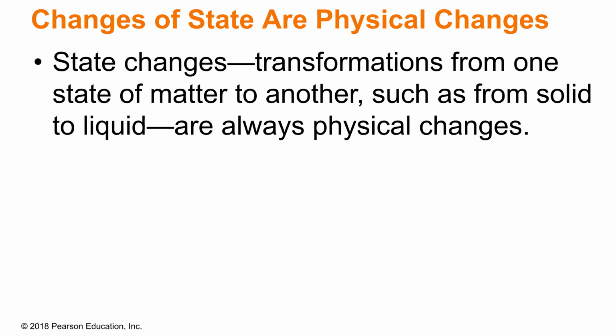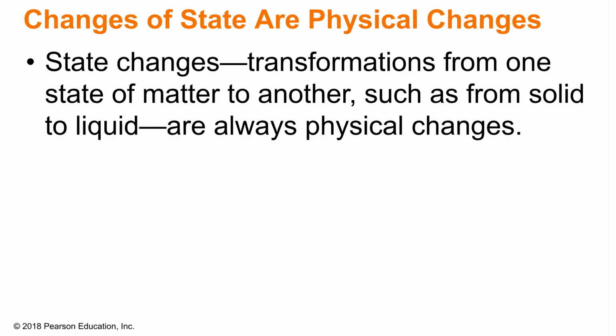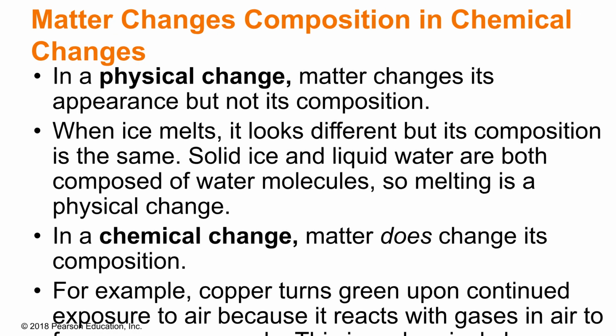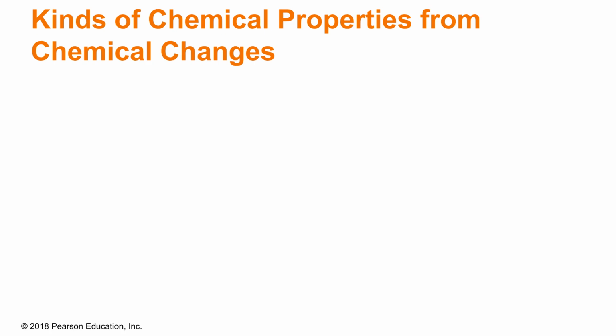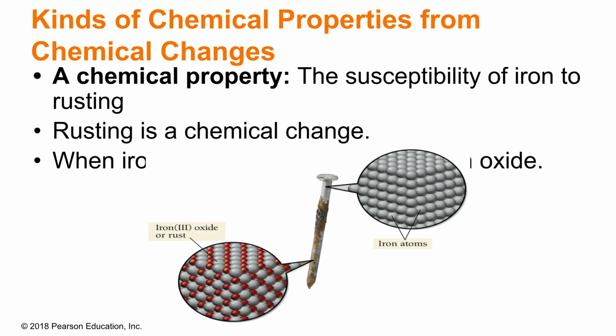Changes of state, such as from solid to liquid, are always physical changes because the fundamental composition of the matter does not change. In a physical change, matter changes appearance but not composition, like ice melting into water. In a chemical change, matter does change its composition, such as copper reacting with air to form new compounds. An example of a chemical property is the susceptibility of iron to rusting. Rusting is a chemical change where iron turns into iron oxide, a completely new substance.